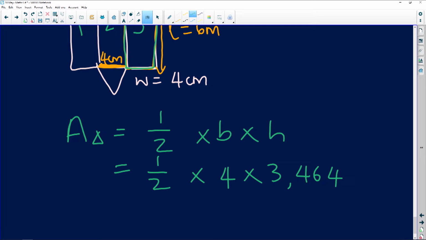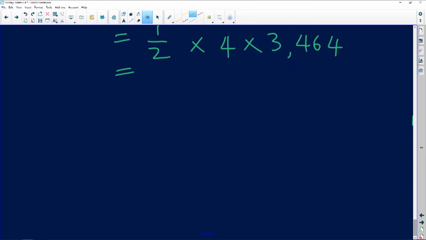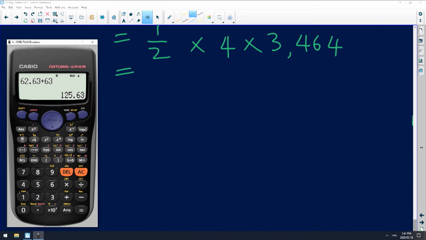Stunning. Let's go and calculate that using our calculator. So it's going to then give us a half. You can go and put it in as a half, or if you're using a calculator that doesn't really look like this, you can always say 0.5. So it's not a train smash. 0.5 times 4 times 3.464. Stunning. So that is the answer, 6.928.